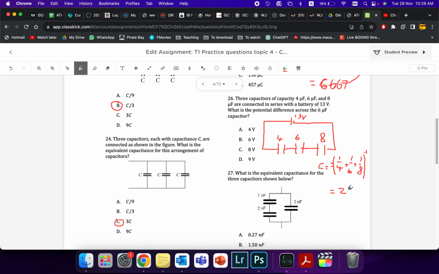Why is that not deleting? Go away, thank you. 1 over 6 plus 1 over 8. In that bracket, I am going to do the power of -1, and I will get my answer of 1.84. I knew I would have been wrong, because how was I going to get 24?